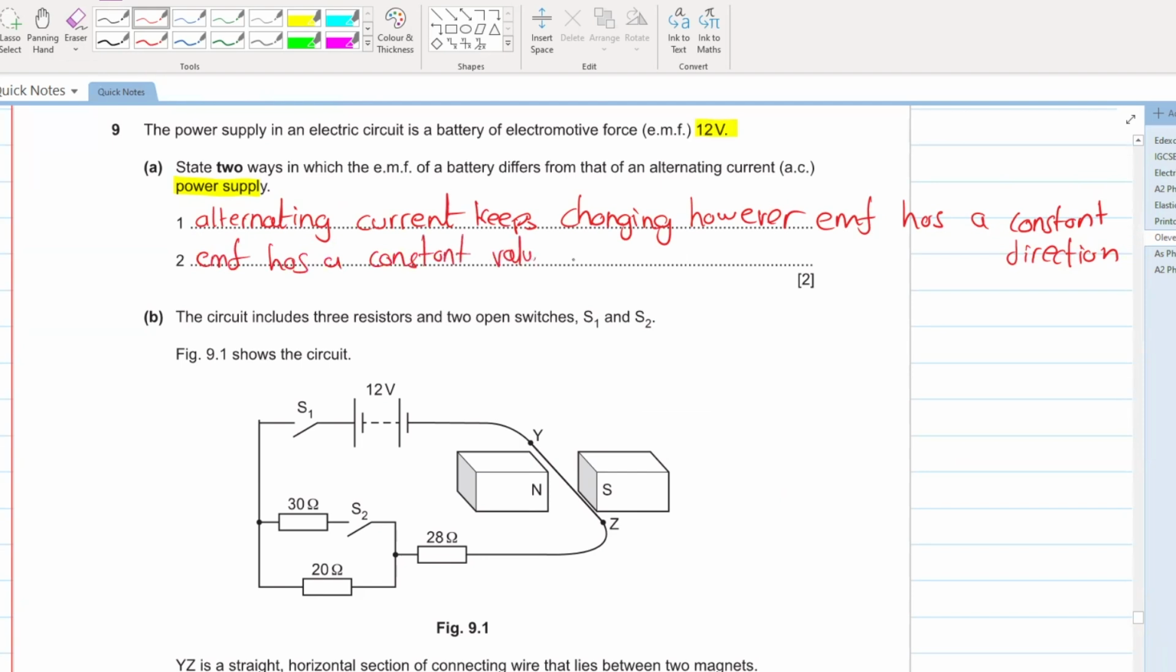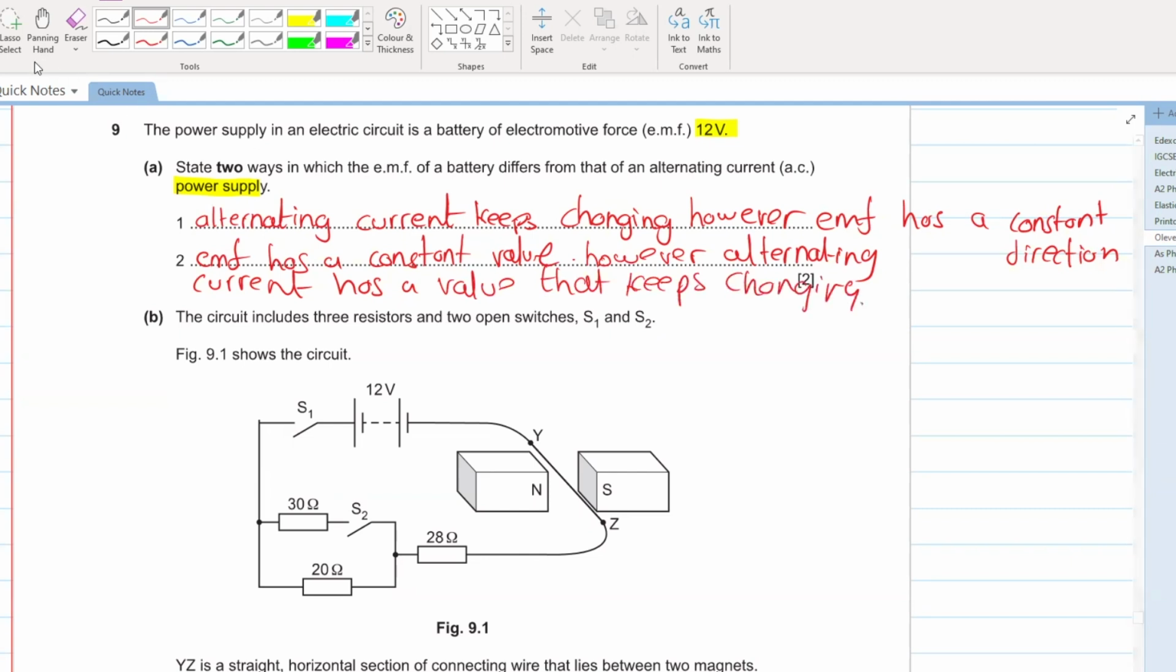However, वैसे आप सेकंड पॉइंट ना भी लिखो ना. Let's say, अगर आप alternating current के बारे में ना भी लिखो, let's say you don't write alternating current has a variable value, अगर ये ना भी लिखो तो भी आपको पॉइंट मिल जाएगा. But I usually write it so that the examiner doesn't have any way to cut my marks. EMF has a constant value. However, alternating current has a value that keeps changing. Perfect. Let's further move ahead.